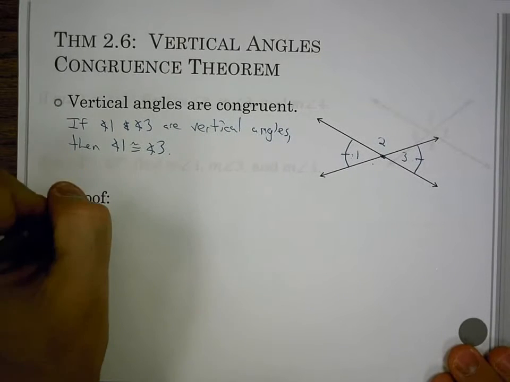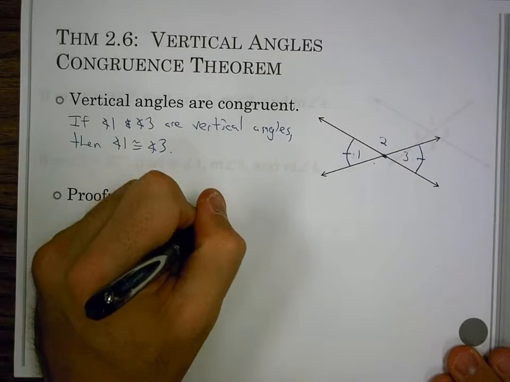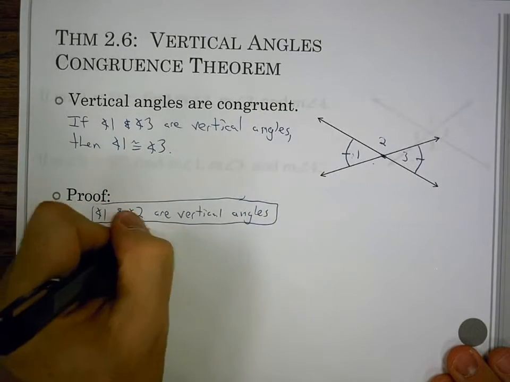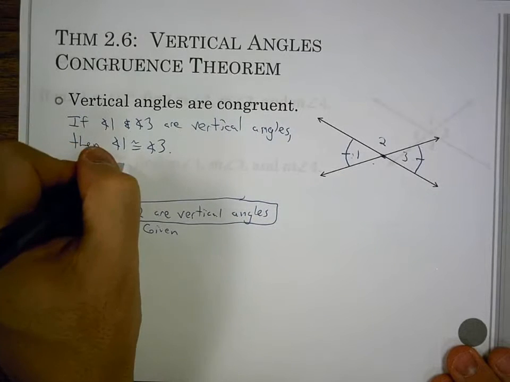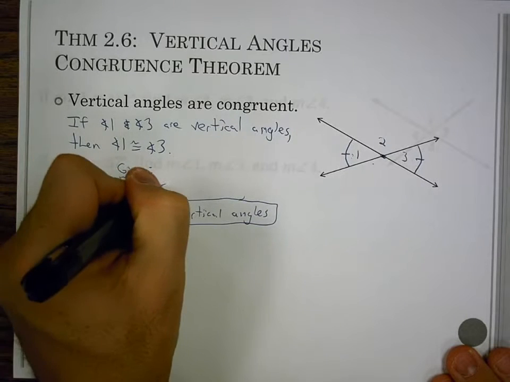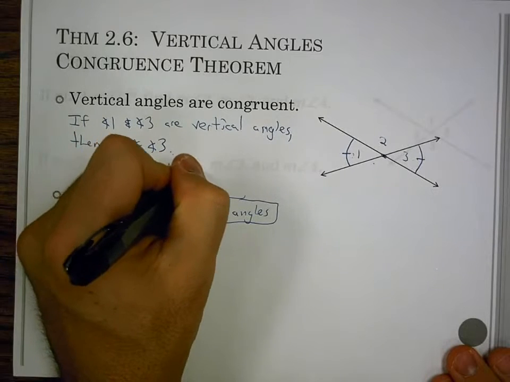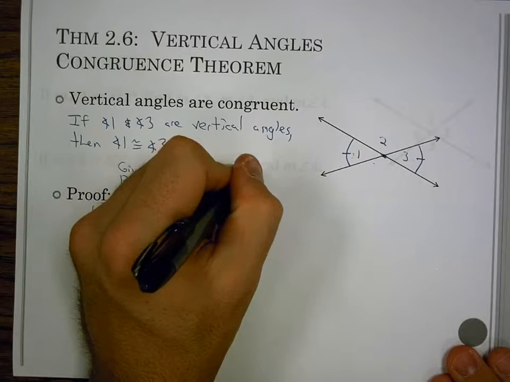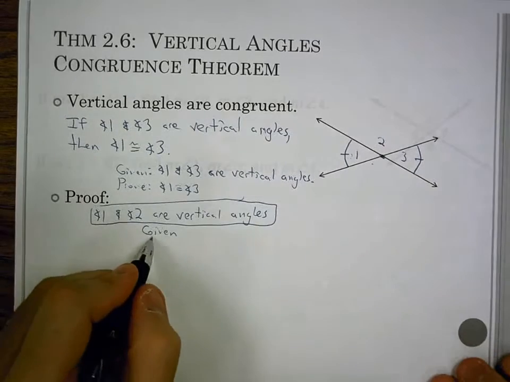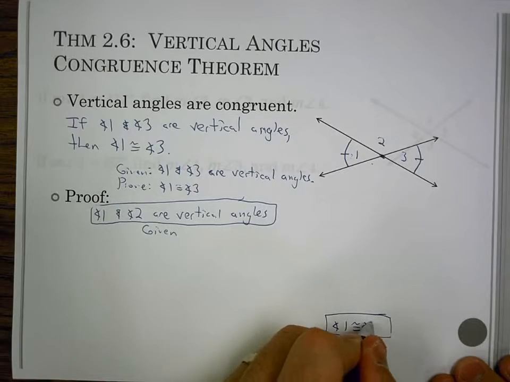We're going to start with angle 1 and angle 3 are vertical angles. This is our given. I guess I should write our given a little more formally, and we're trying to prove. Okay, so that is what we start with. We want to get to here.